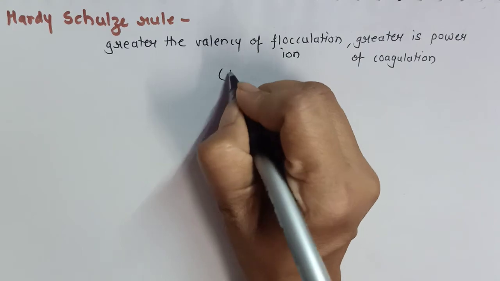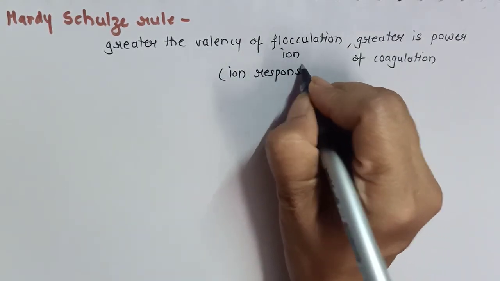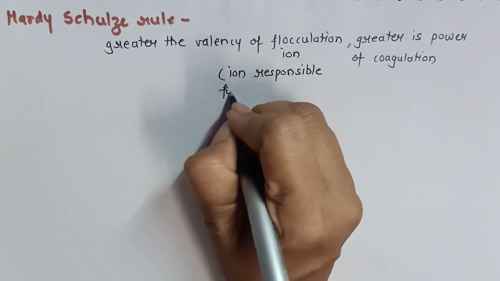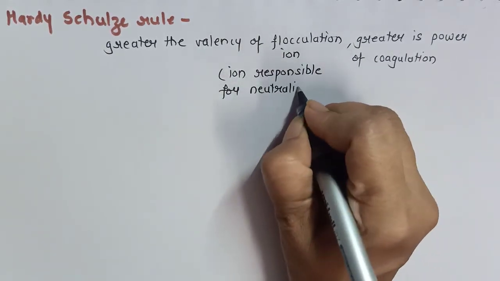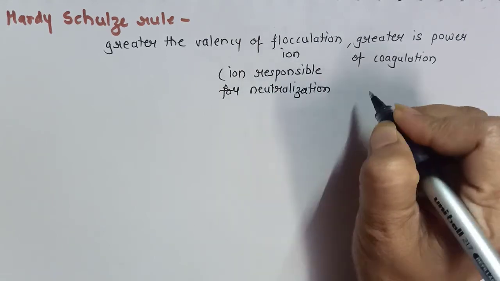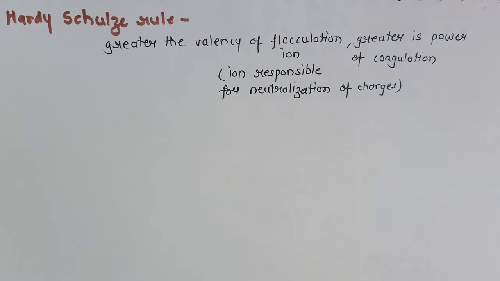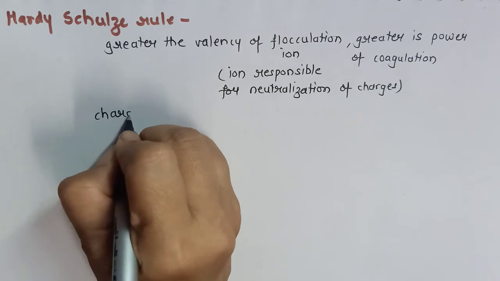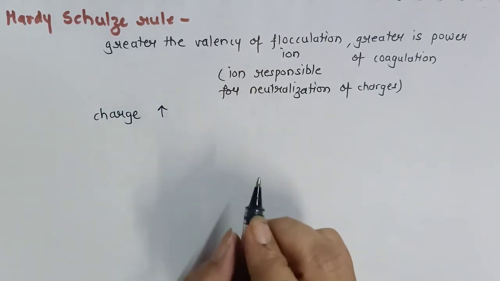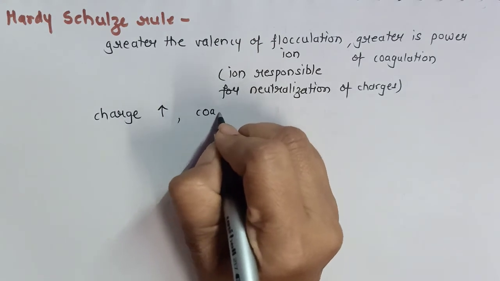Flocculating ion means the ion responsible for neutralization of charges, that is, the ions present in the electrolyte. And that power will be called flocculating power. So he said, as the charge on the flocculating ion increases, the coagulation also increases.